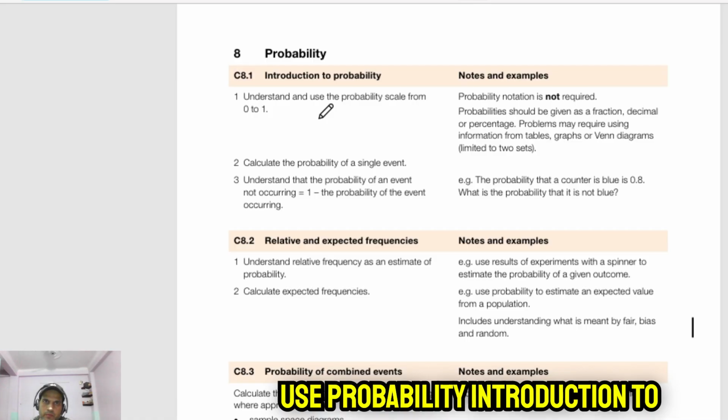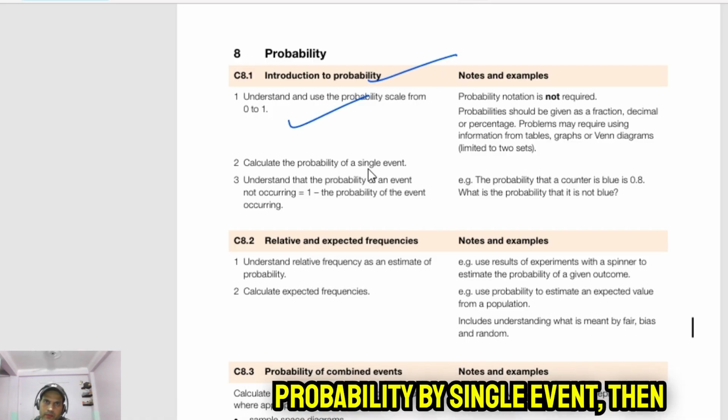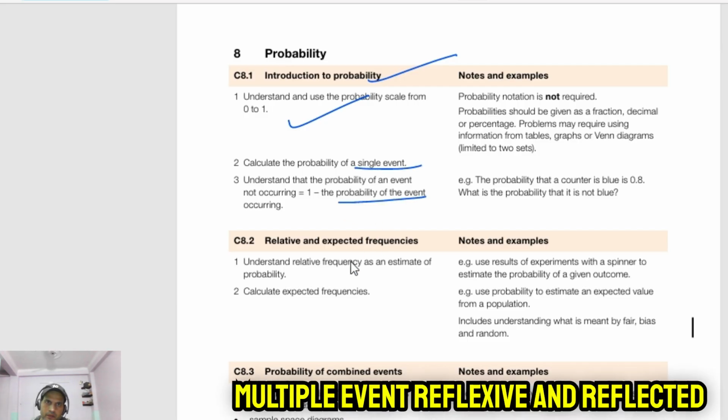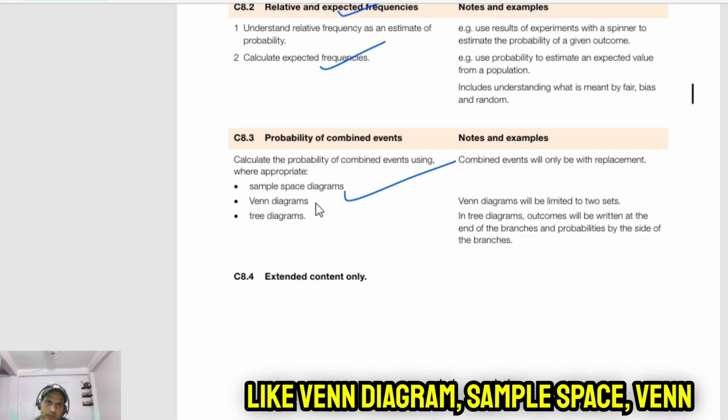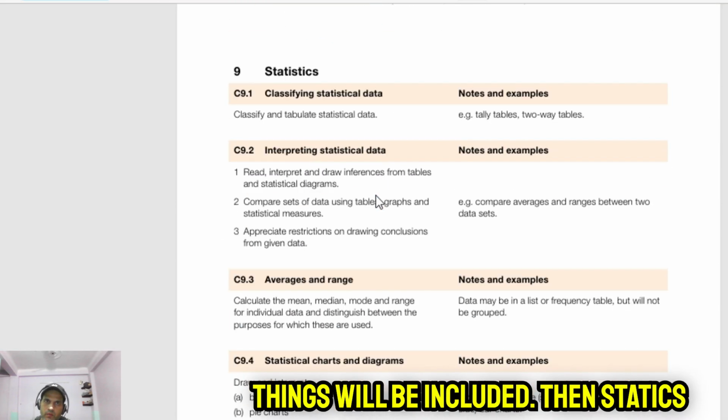Then we will cover probability: introduction to probability, 0 to 1, calculation of probability for a single event, then multiple events, relative and expected frequencies we will see. Probability of combined events we will see, like Venn diagrams, sample space, and tree diagrams. All these things will be included.